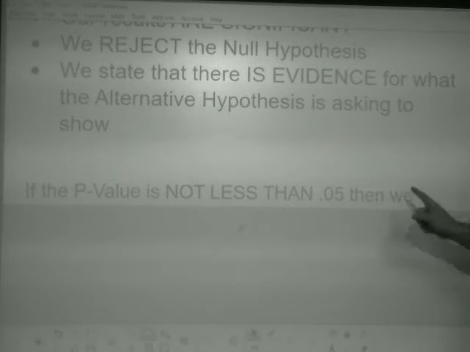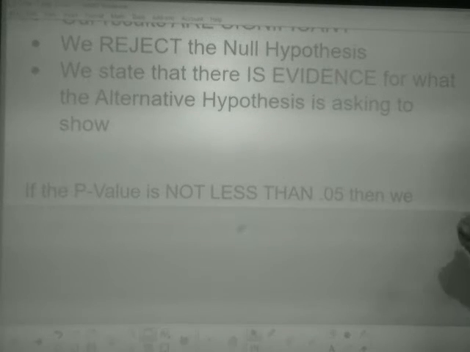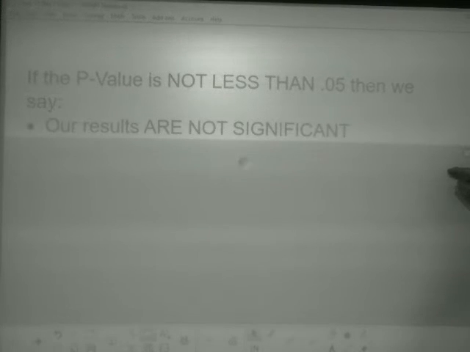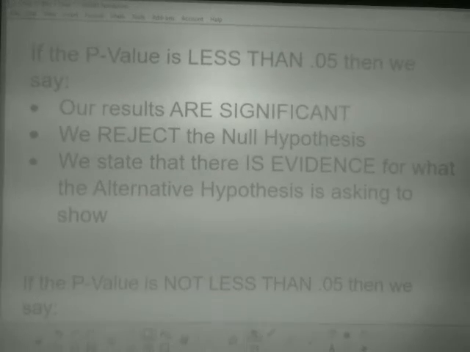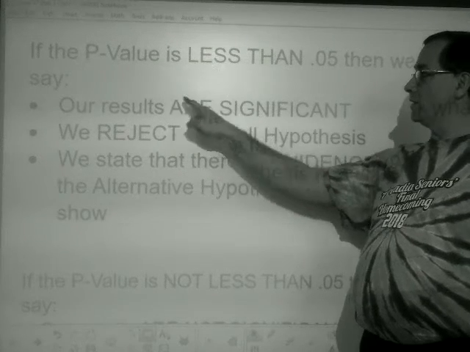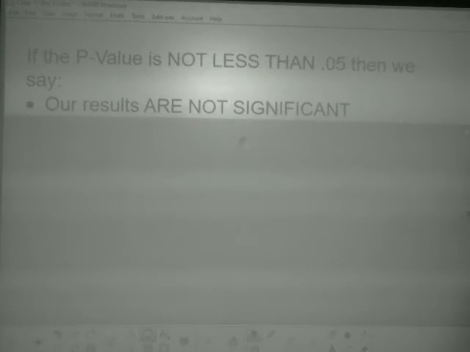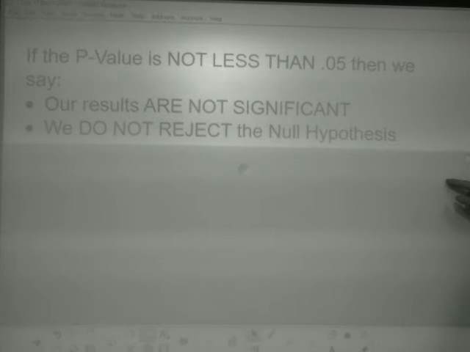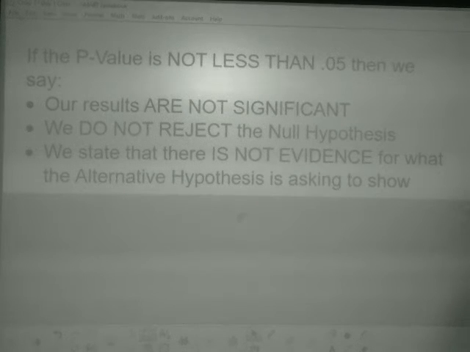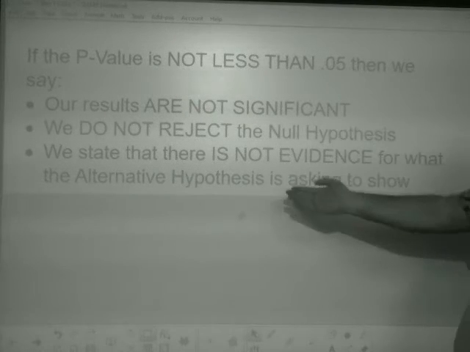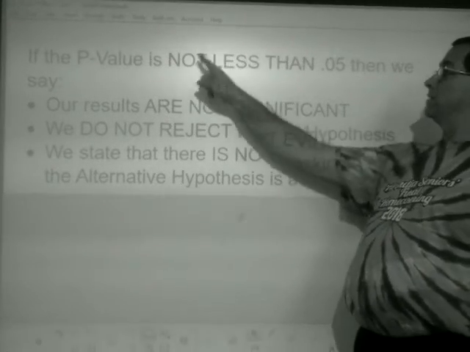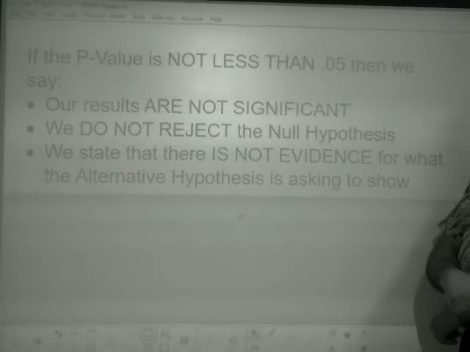But if the p-value is not less than 0.05, then we say the following. Our results are not significant. Notice, it kind of sounds like the same thing here, except if it is not less, then it is not significant. We do not reject the null hypothesis, and we state that there is not evidence for whatever the alternative is asking to show. So these three are the same, except not significant, not reject, not evidence, because it is not less than 0.05.